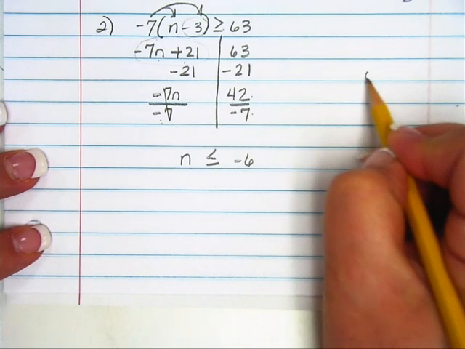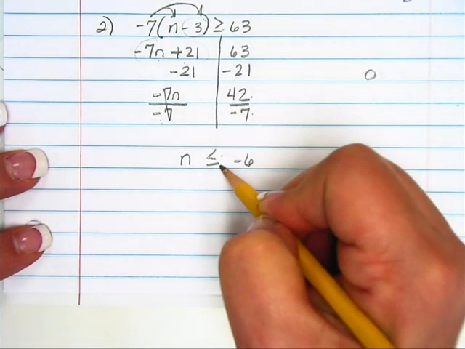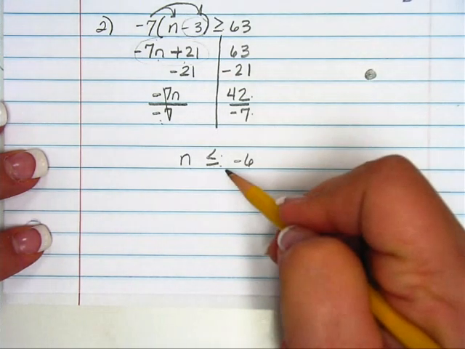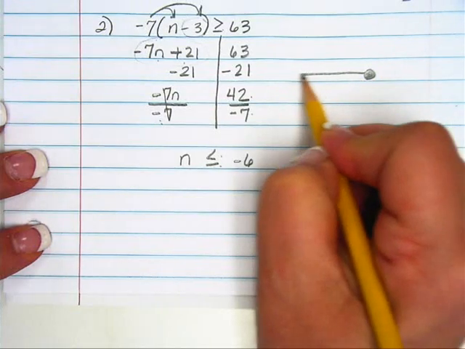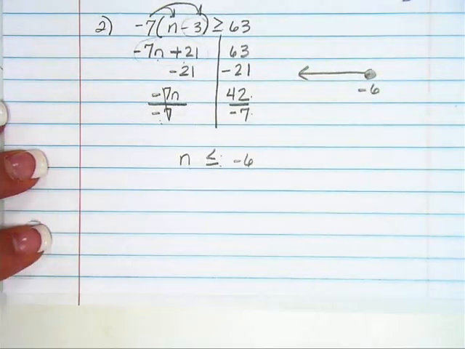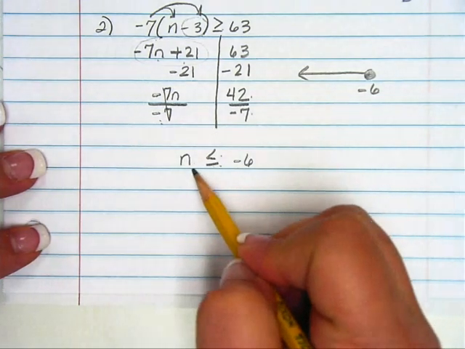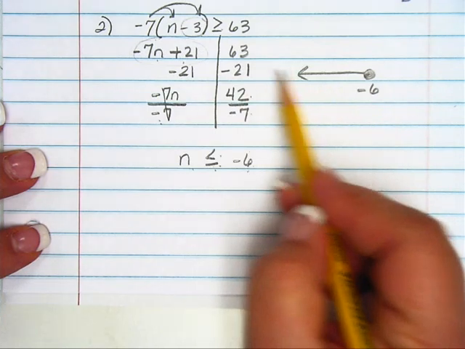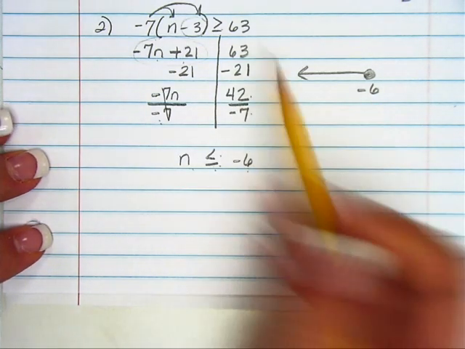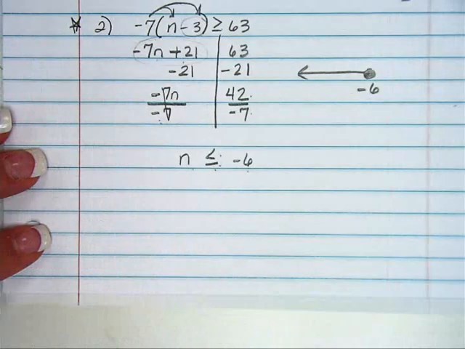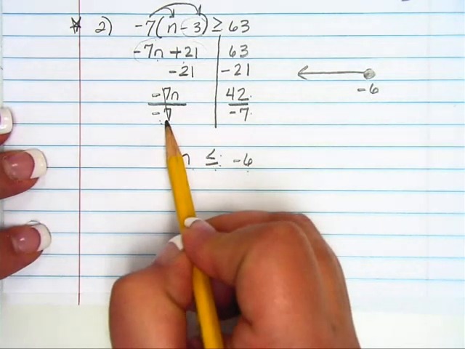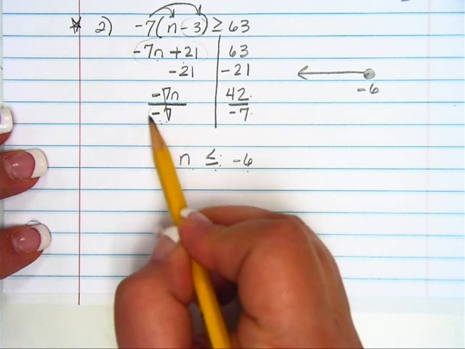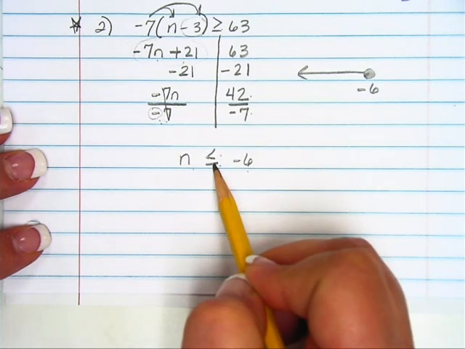Okay, so how do I graph that? Well, it's less than or equal to, so I'm going to have a solid dot. And then where are my values less than something? They're to the left of that. So if that were negative 6 on the number line, my values of n that are less than or equal to negative 6 are all this way. Okay? So that's the one you're going to have to watch out for. Always make sure you look to see in your last step, did I multiply, or in this case, did I divide by a negative number? And if you have, you must flip that inequality.